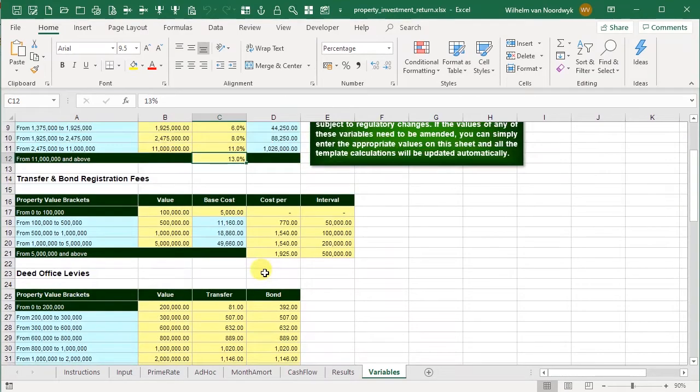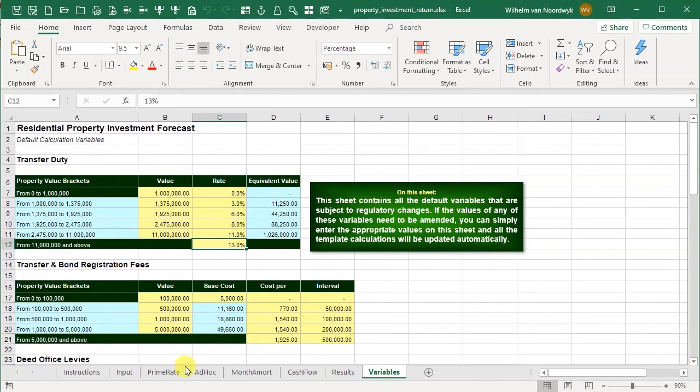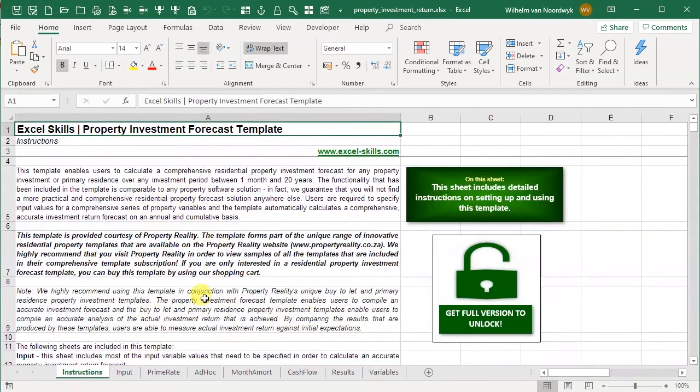And that's basically it. So if you want more information on these calculations and maybe a better explanation of all the different investment return methodologies, please view our detailed instruction sheet.